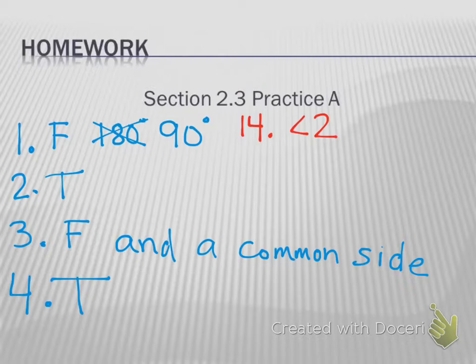Number 15 reads, angle 3 and angle blank are supplementary angles. They have to form a straight line to be supplementary. That's the only way they're going to add to 180. So that one's also angle 2. Angle 1 and angle 2 are supplementary. Angle 3 and angle 2 are supplementary. So which ones are congruent? 1 and 3. Good.